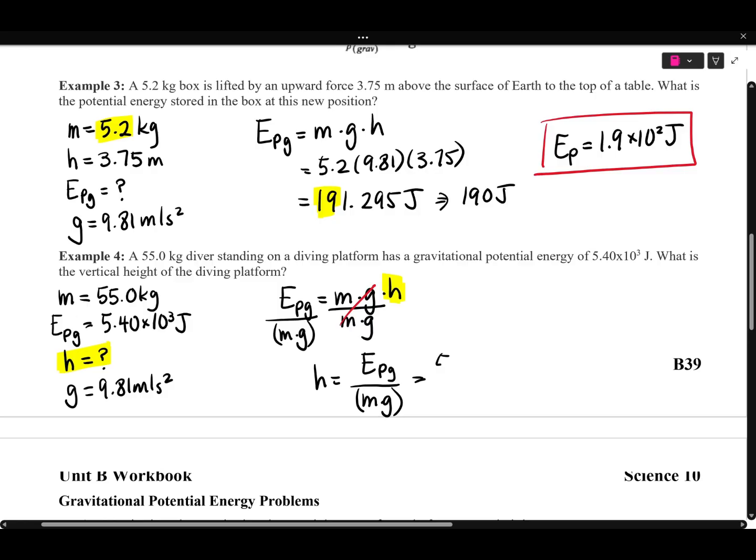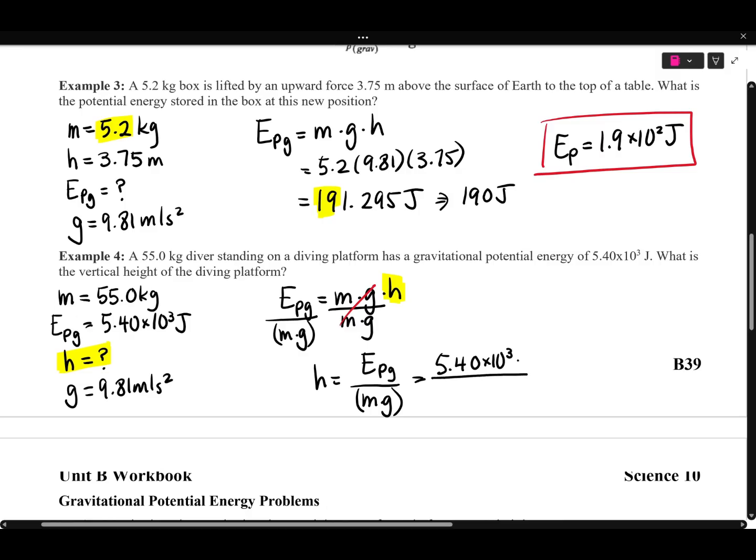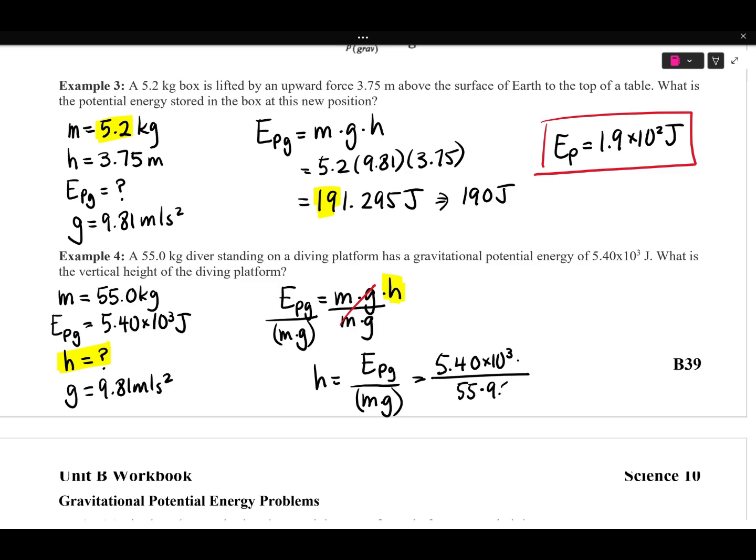Okay, let's plug in the values. So 5.40 times 10 to the 3 joules. And we can leave units out. We're going to divide by 55 times 9.81. So make sure that goes into your brackets in your calculator. Use your scientific notation key to put the 5.4 in. And if you plug that in, you're going to get 10.008 meters.